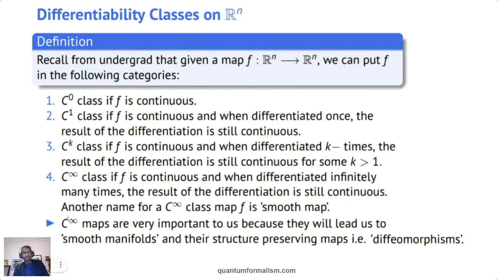This is very important because the C infinity maps, or in this case let's call them smooth maps, are the ones that will lead us to the notion of smooth manifolds, and also to the structure preserving maps between smooth manifolds. In this case, they are called diffeomorphisms. We will know what diffeomorphisms are in the next two sessions or so.